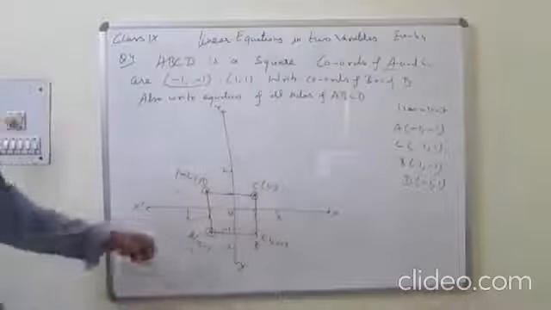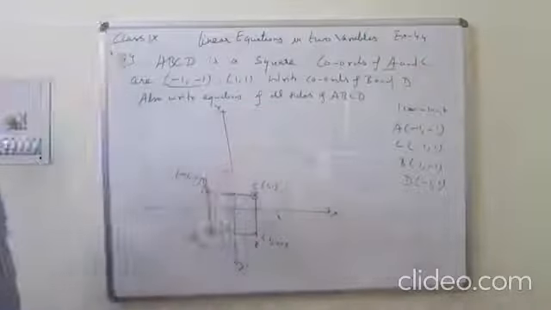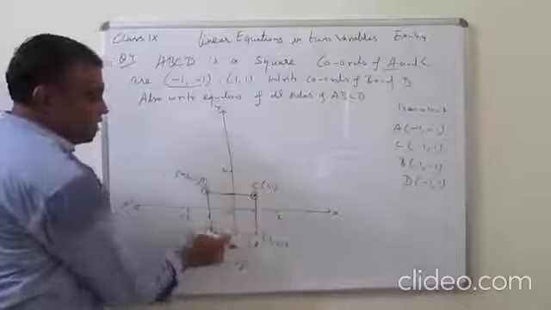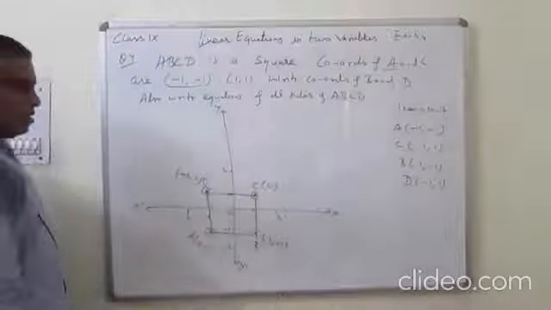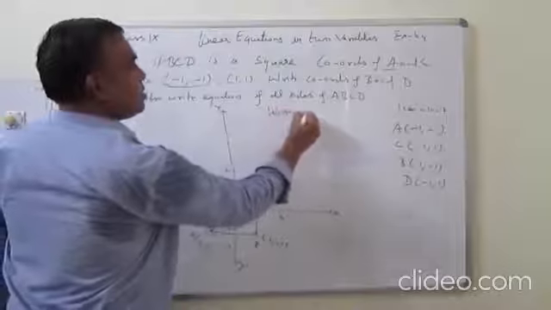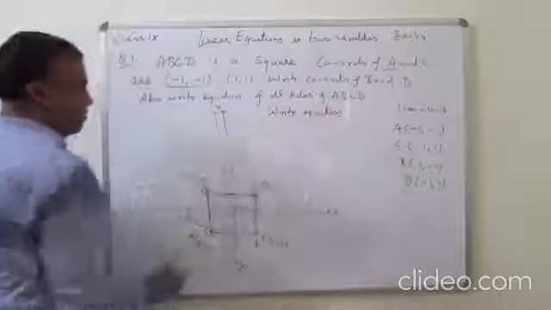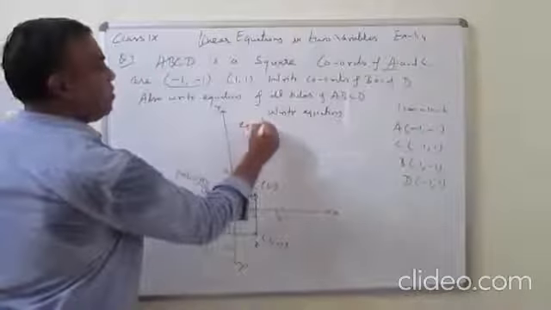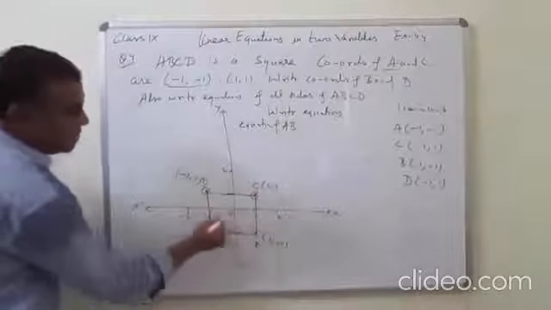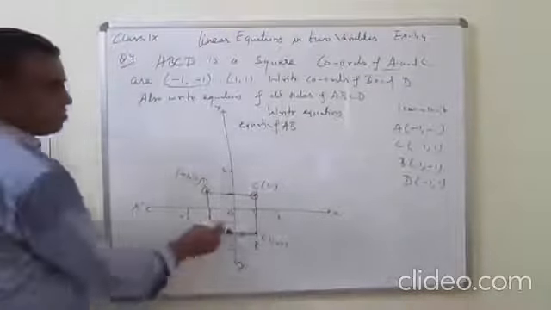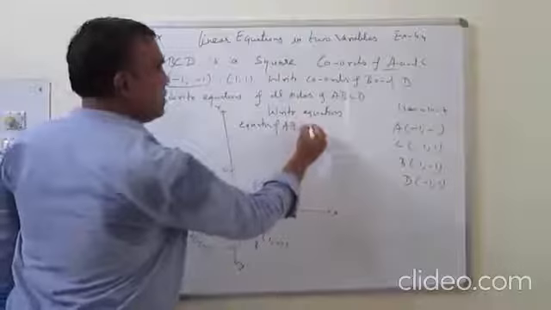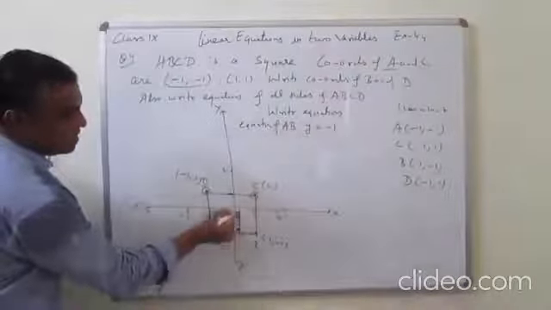It is a square. Now write the equations. You see the board, A, B, C, D. Now, what is the equation of AB? What line is AB? See, AB is a line parallel to x axis. Parallel to x axis means y is equal to -1. AB will be y is equal to, this distance is -1.